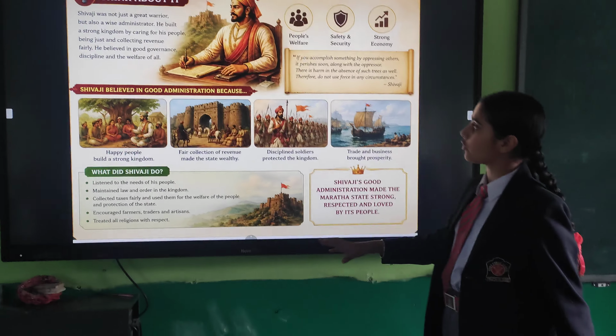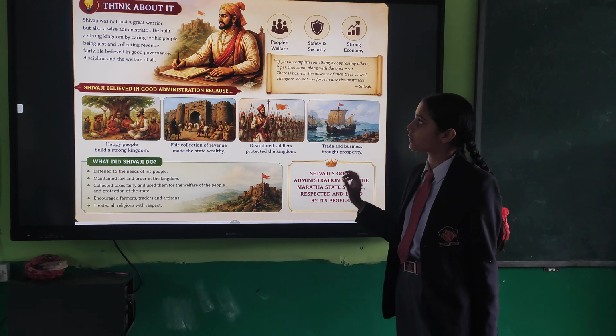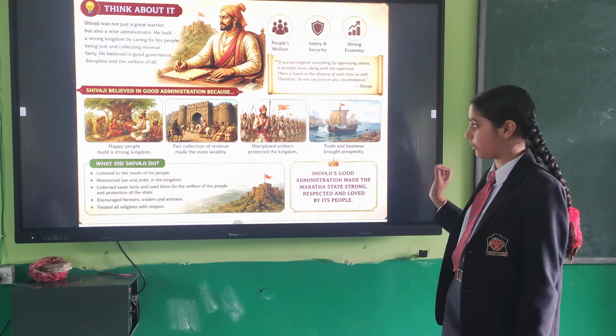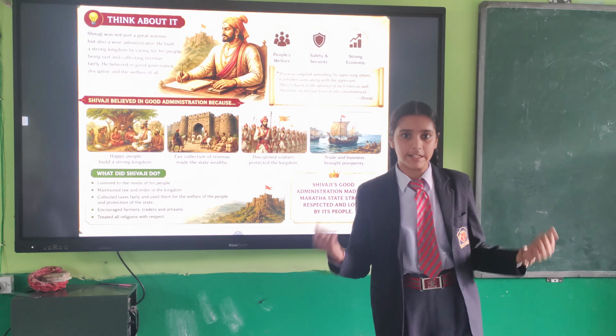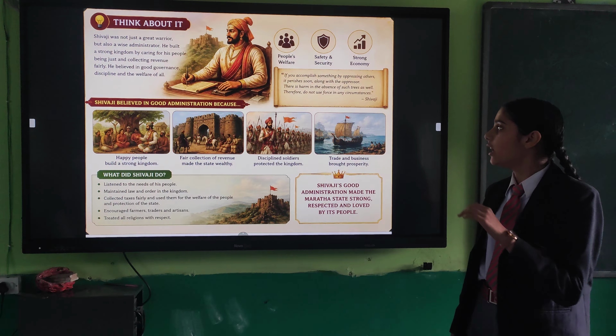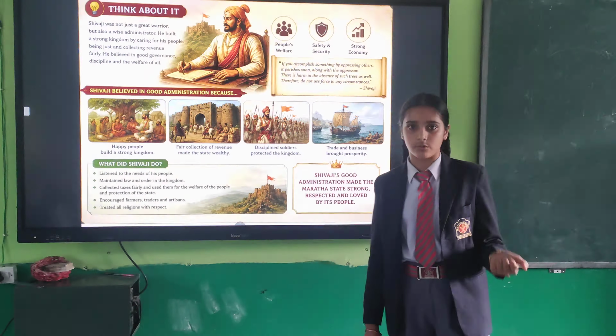So in this slide we have shown that Shivaji was not just a great warrior but also a wise administrator. We have shown what Shivaji did to build a strong kingdom and what his instructions were towards the soldiers and his ministers. Now Ashita, please play the next slide.